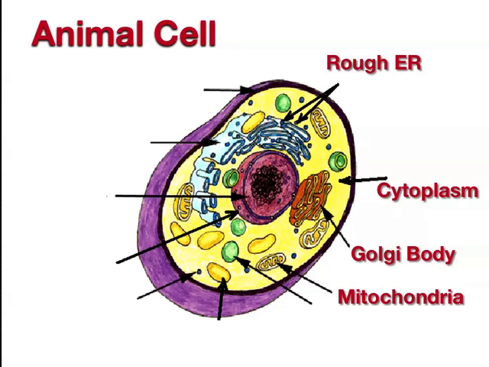Now the next two, you won't have to identify the difference because they basically look the same. We have vacuoles and lysosomes. You won't have to worry about knowing which is which in a diagram.